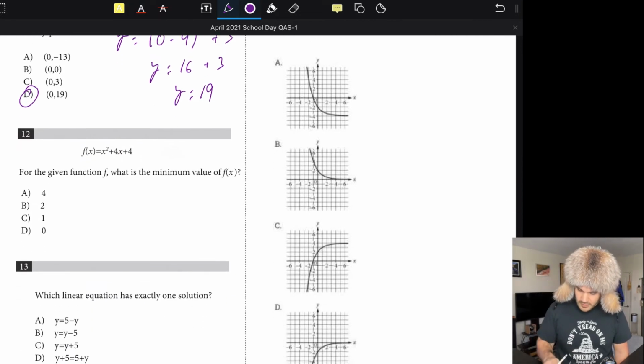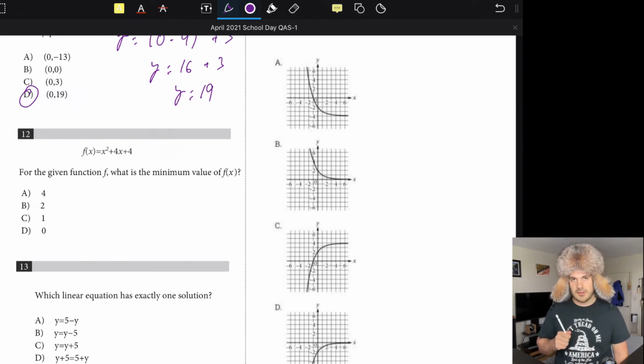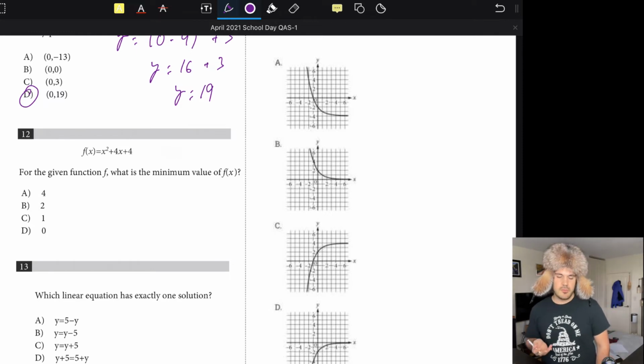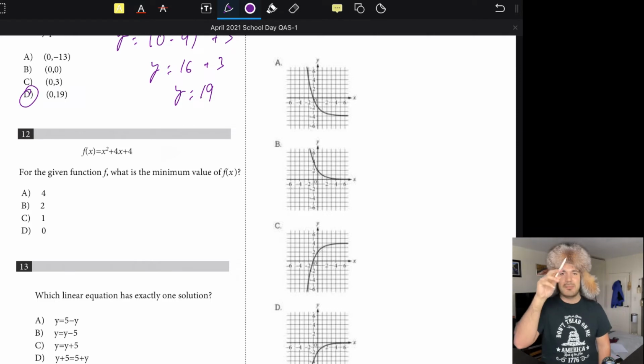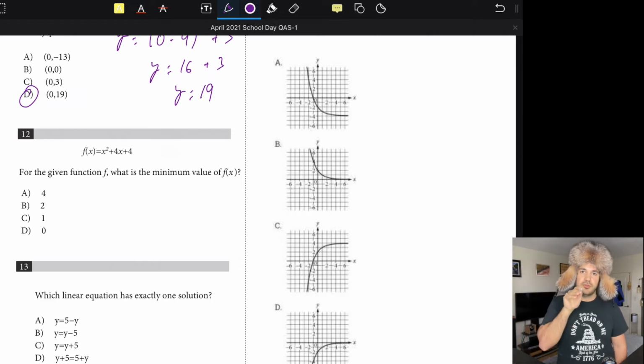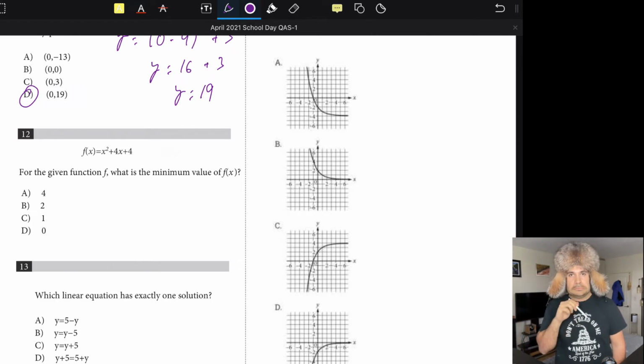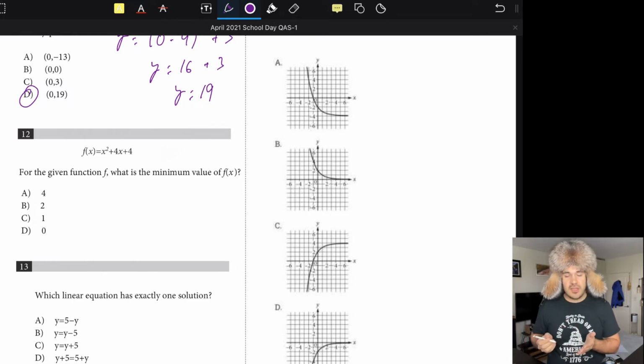Number 12. For the given function f, what is the minimum value of f of x? The minimum value is going to be the vertex. So the vertex is always the minimum or the maximum value of a function, depending on what kind of a parabola you have. If you have a happy face parabola, the vertex is going to show you the minimum value of the function. If you have a sad face parabola, the vertex is going to be the maximum value of the function. So we just need to get the vertex of this.